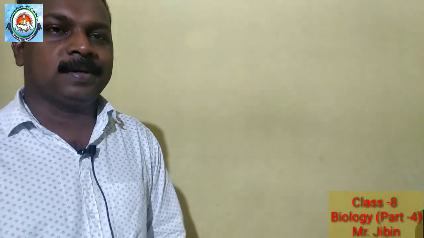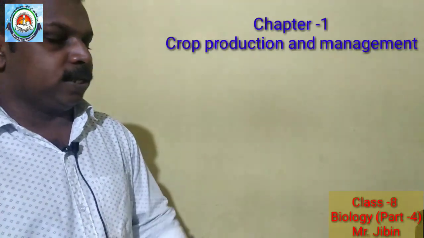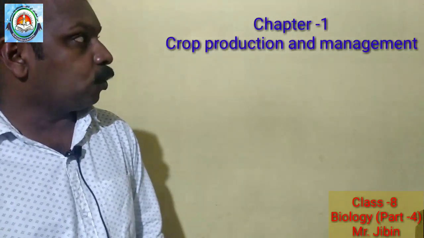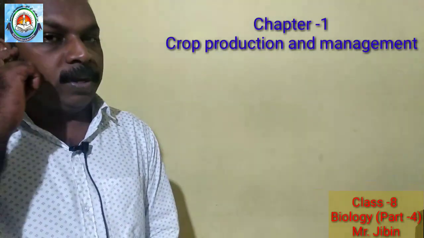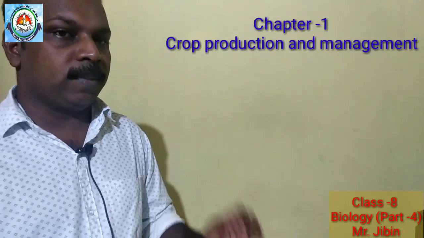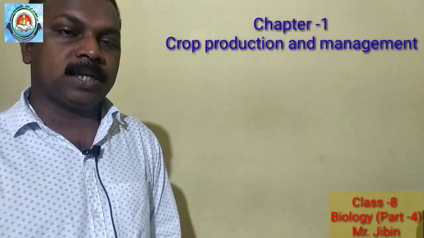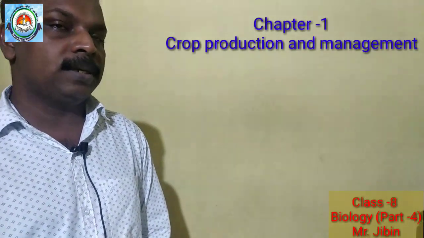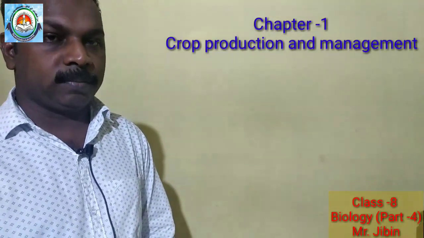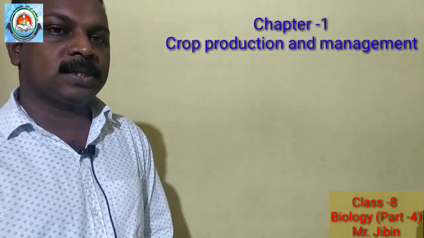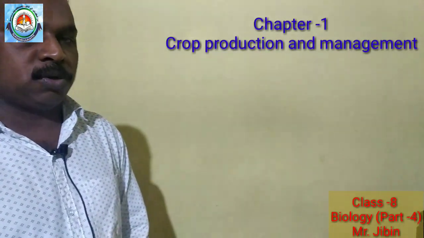Good morning, children. I think everyone is fine, and we are discussing the first chapter, crop production and management. In this chapter, we have gone through many topics: preparation of soil, selection and sowing of seeds, then manuring, about the manures and fertilizers. Then we discussed irrigation, which was the last topic.